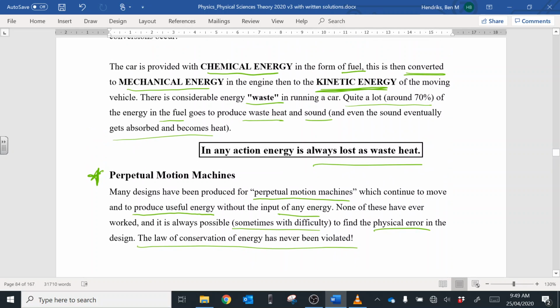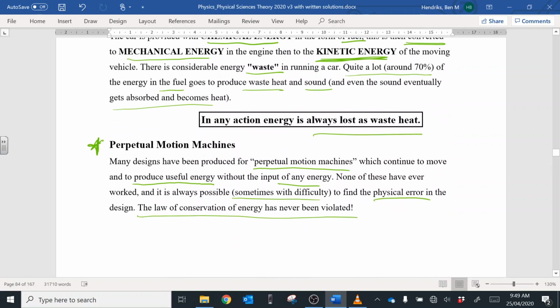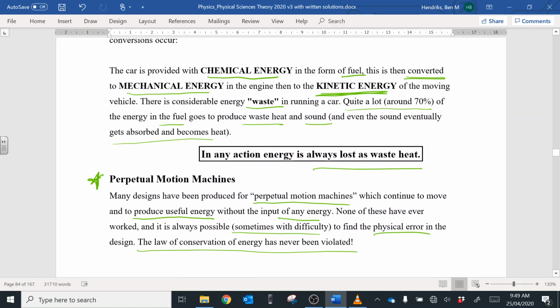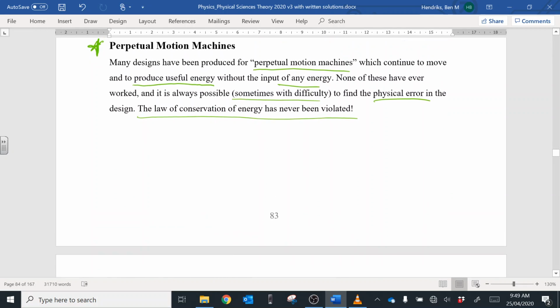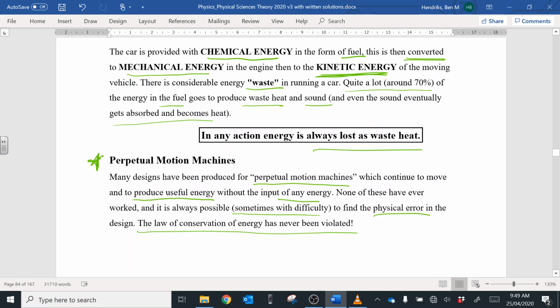So basically, it would be great to be able to get a perpetual motion machine which continues to run without any input of energy, basically creating energy out of nothing, but that hasn't been discovered yet. You can look up some YouTube videos or something like that if you're interested in perpetual motion machines.